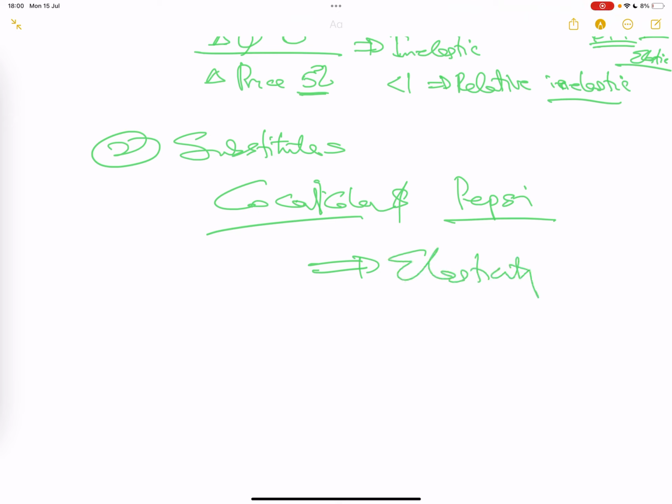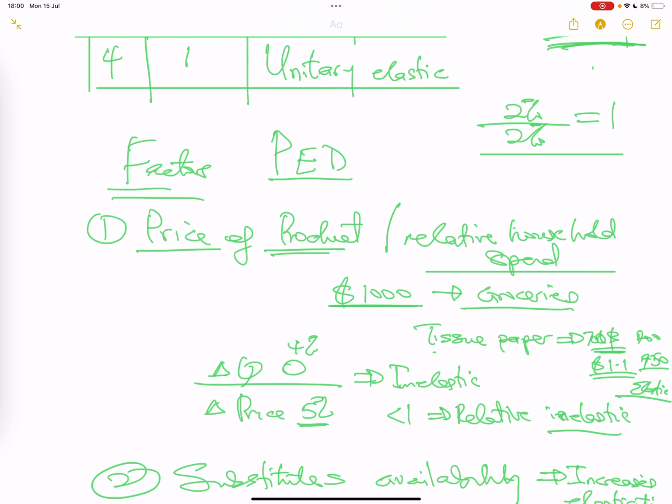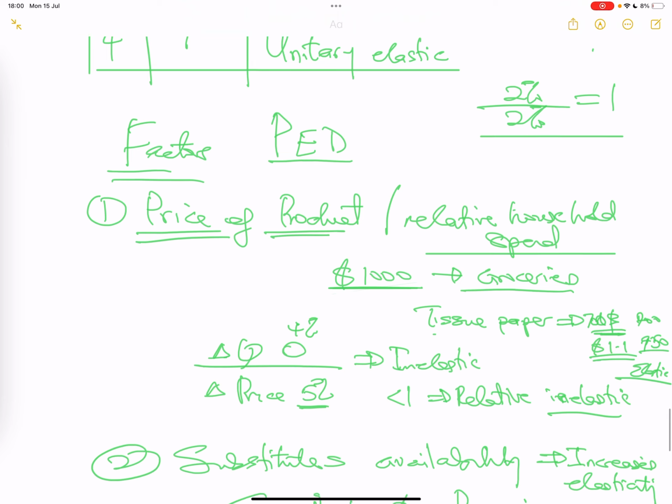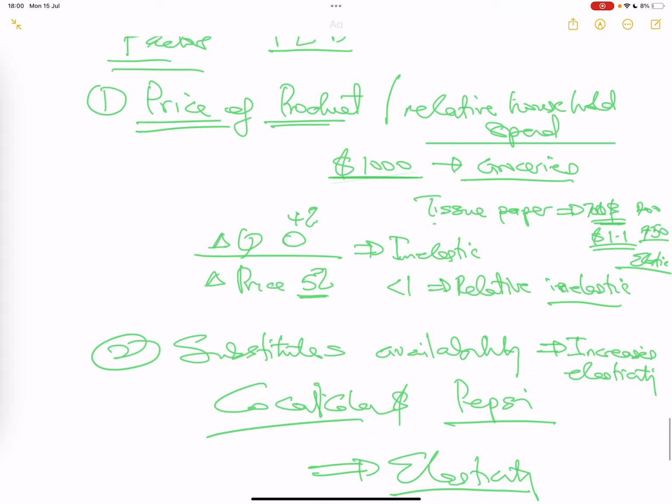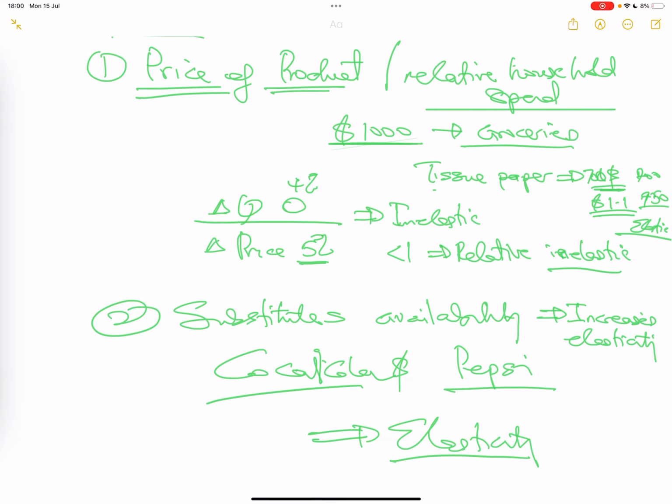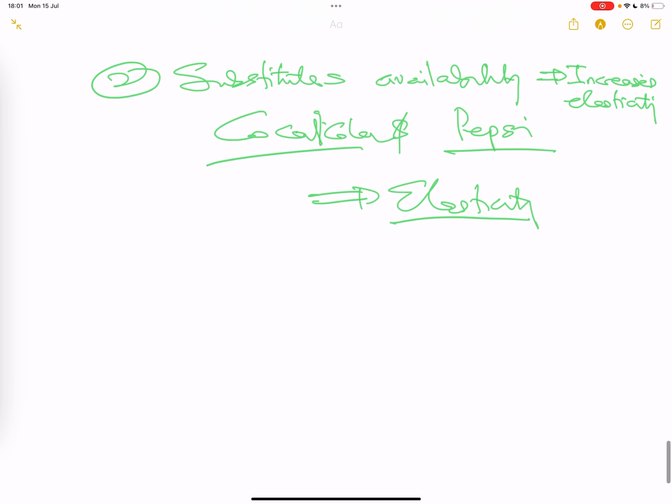So the presence of substitutes, substitute availability, does what? Increases elasticity. Likewise, the price of products relative to household spend will also change elasticity. If this is small, it reduces elasticity. If this is high, it increases elasticity, which is what I explained using the $1 and $700 example. So take note. And availability of substitutes increases elasticity as well.